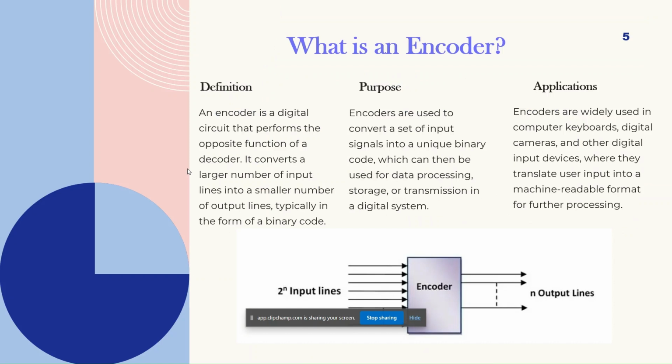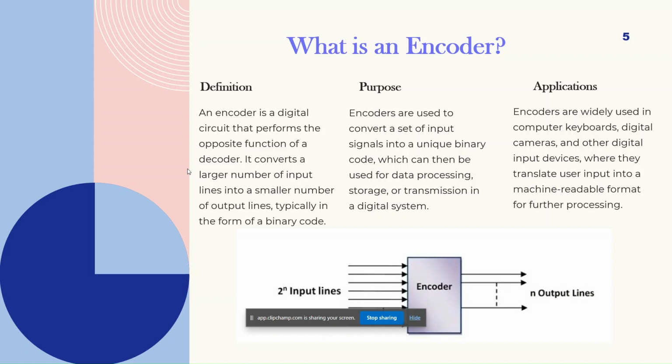An encoder is a digital circuit that performs the opposite function of a decoder. It converts a large number of input lines into a smaller number of output lines, typically in the form of a binary code. Purpose of encoder. Encoders are used to convert a set of input signals into a unique binary code, which can then be used for data processing, storage, or transmission in a data system.